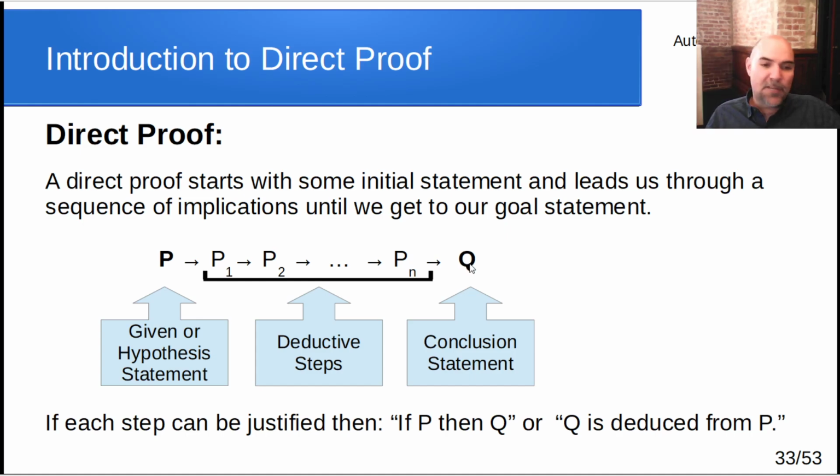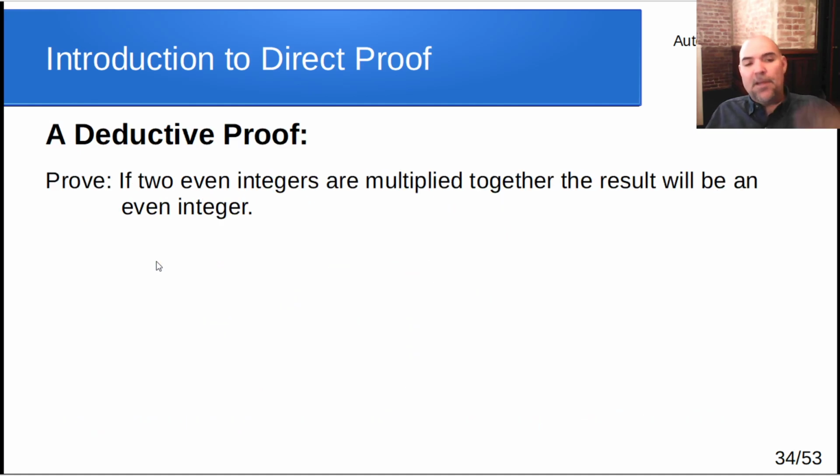And the way that we read that is we say that as long as each of these steps is fully justified, then the way to think about that is that if P is true, then that implies Q. Or another way to think of that is Q is deduced from P. And that process there, we're going to apply to a proof that's not really automata based right now. So let's go ahead and go through this proof.